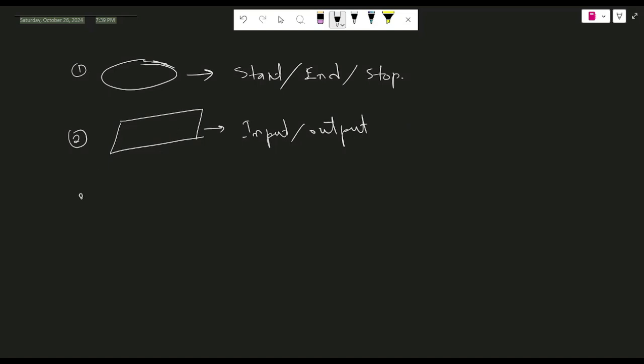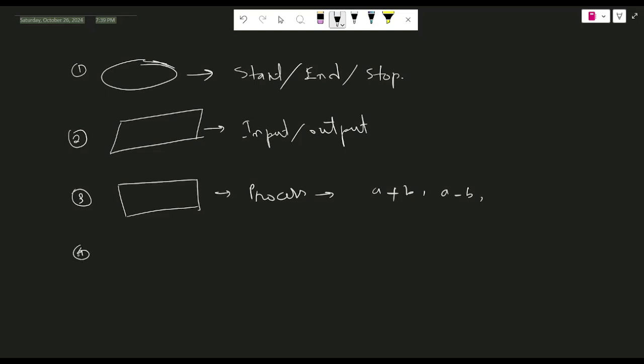Third is this rectangle shape. This is called a process. So this is input/output, and this is the process. When there is any kind of processing, for example a plus b, or a minus b, anything where we are doing a particular process, we use this diagram.